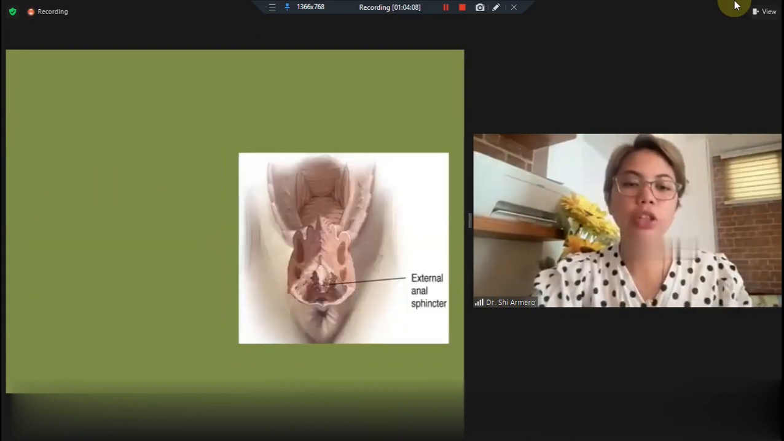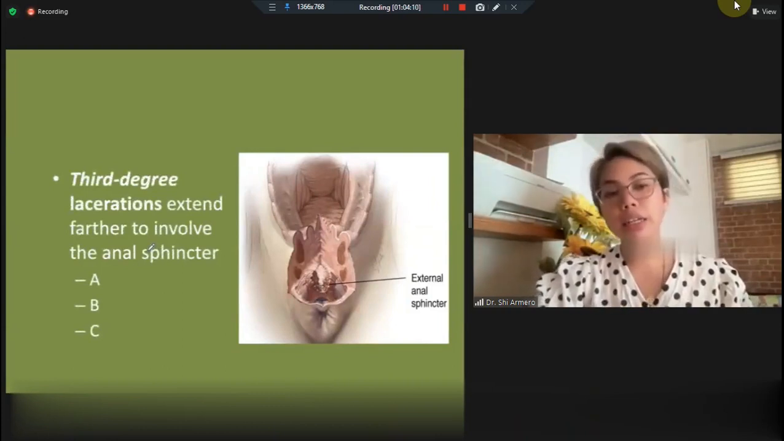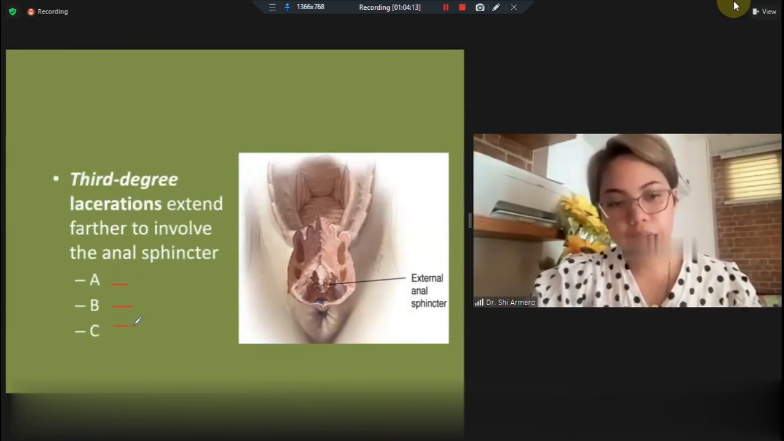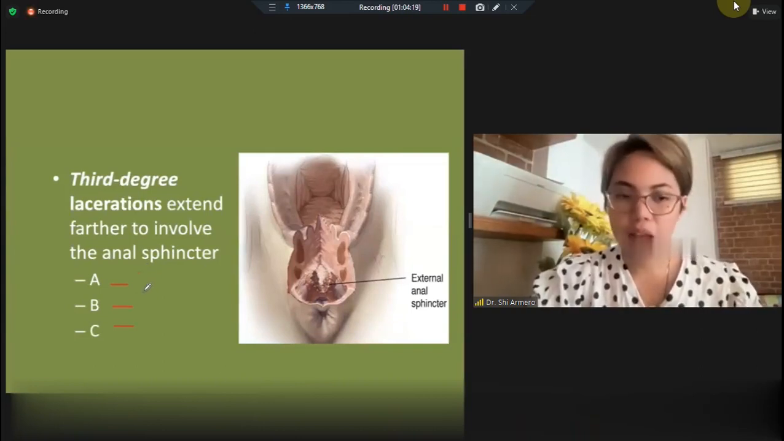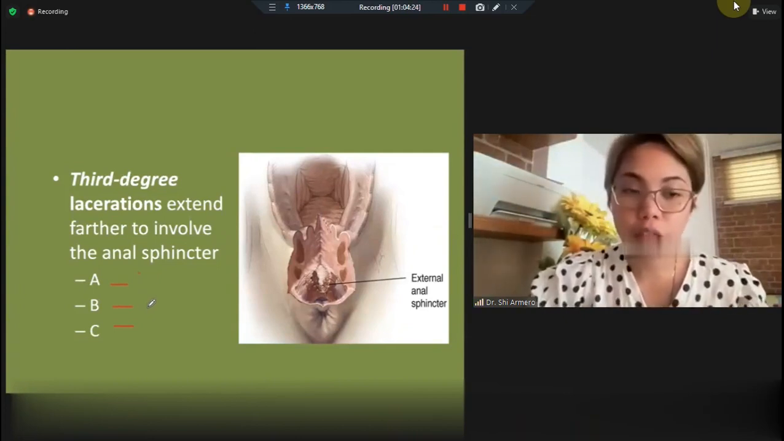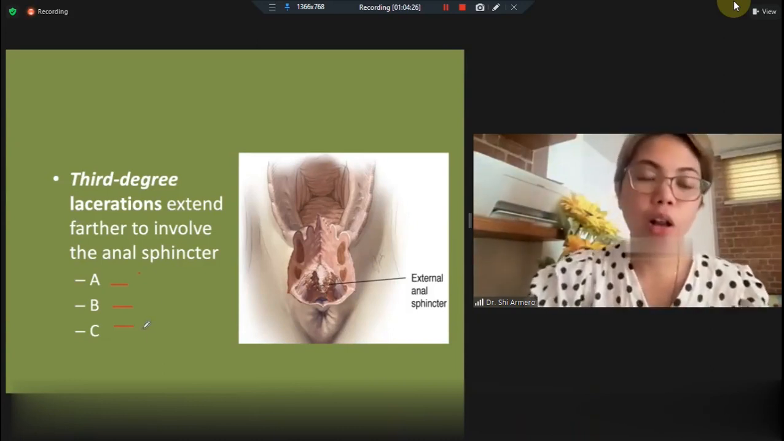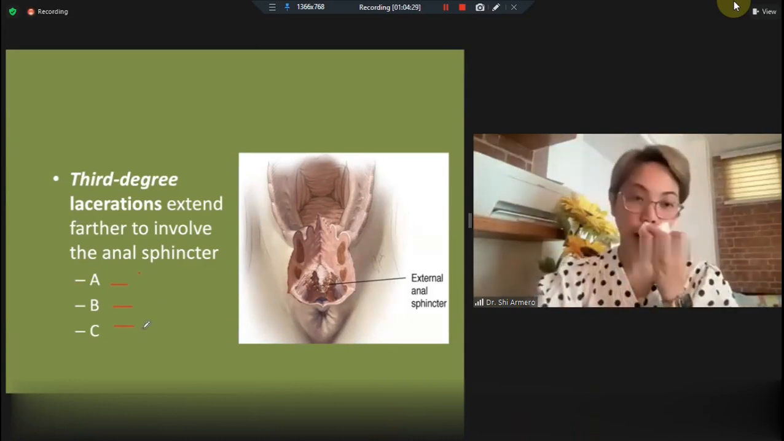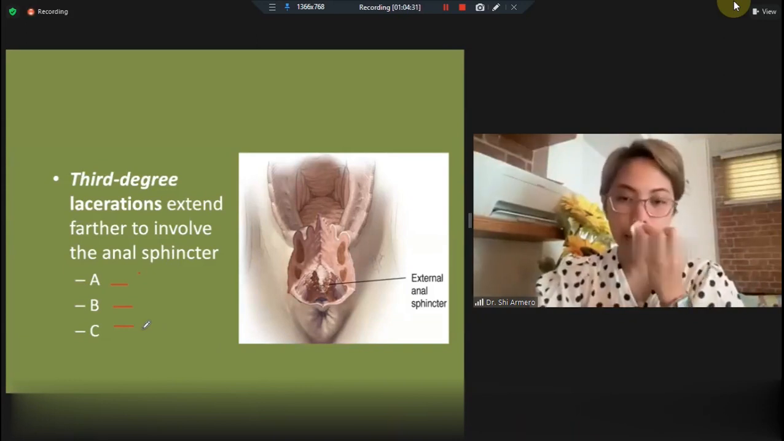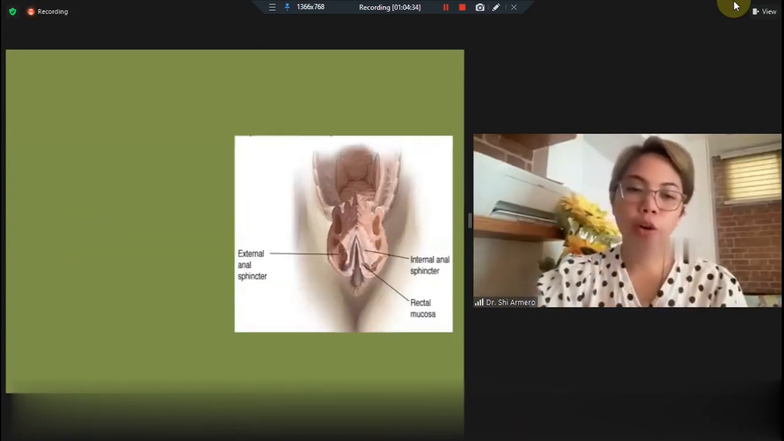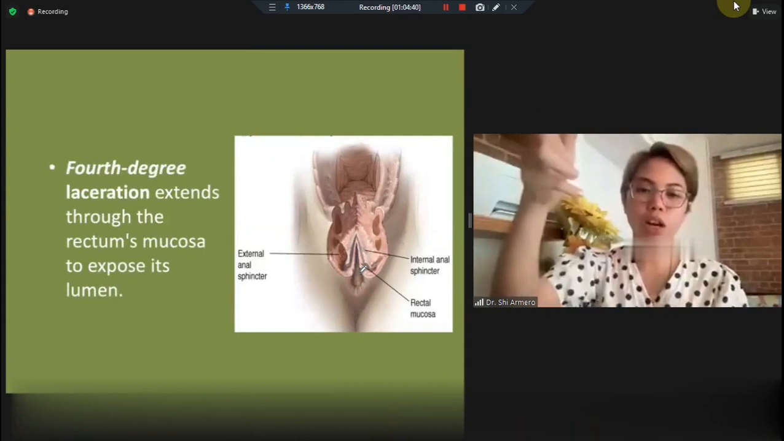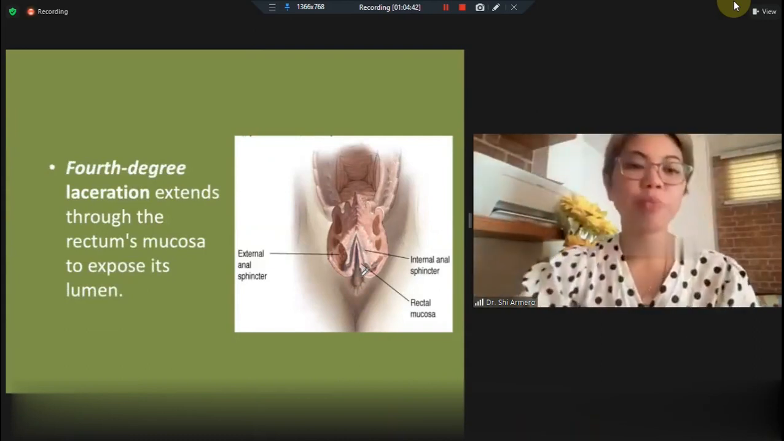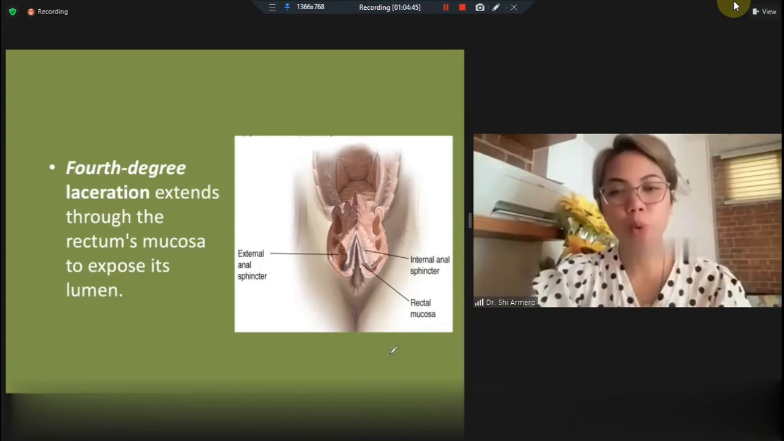Third degree involves the sphincter. There are subdivisions: A, B, C. If less than 50% of the external anal sphincter is involved, it's 3A. If more than 50% but excluding the internal anal sphincter, that's 3B. If it is full through and through, plus the internal anal sphincter, that's 3C. It will be called a 4th-degree laceration when it goes through and through. In that case, you go straight into the canal, so there is rectal mucosa exposure.